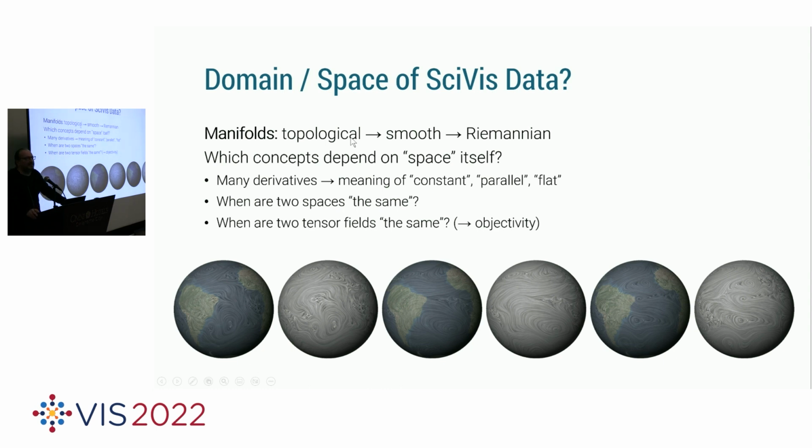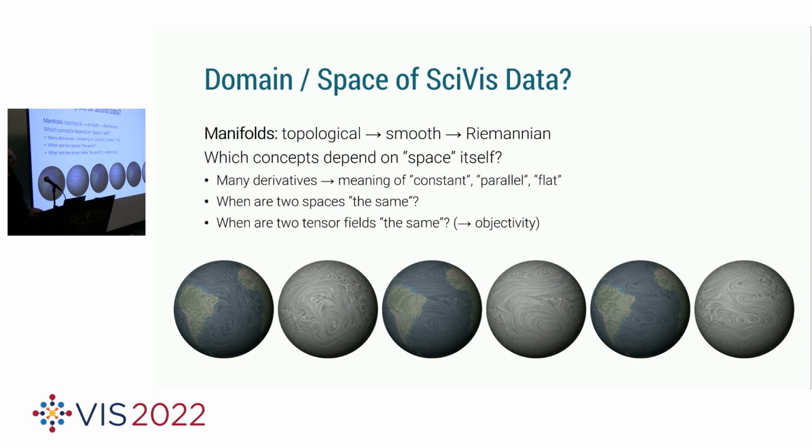So the fundamental question is kind of what's the domain or the space of scientific data? Where do these data actually live? And often this is kind of ignored to some extent, so it's usually Euclidean space R2 or R3, but in general the space where this data live is a topological or a smooth manifold. And so we want to look at what this entails.